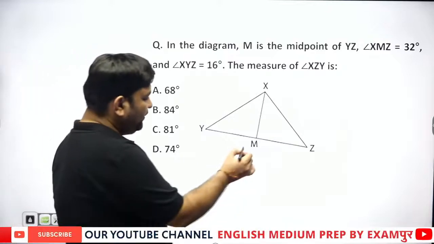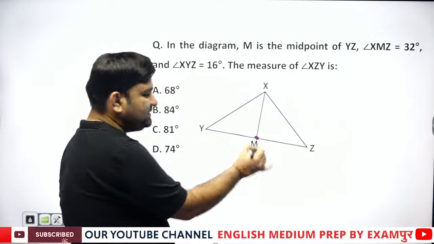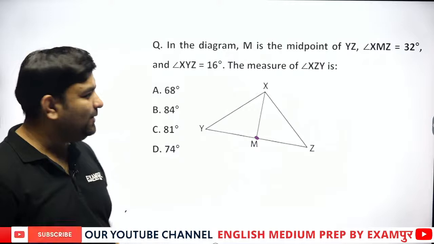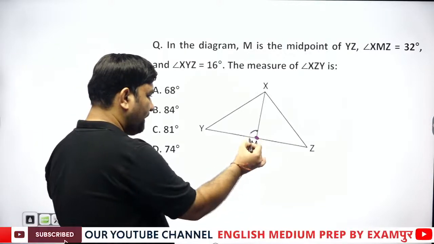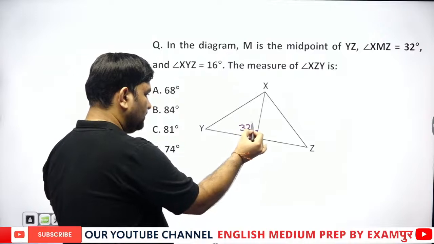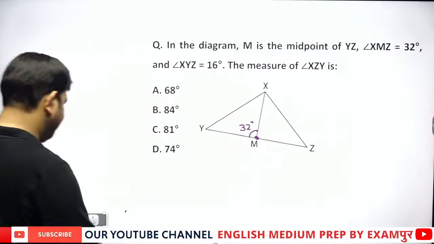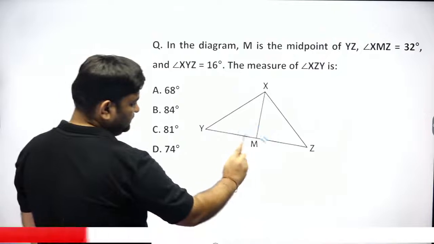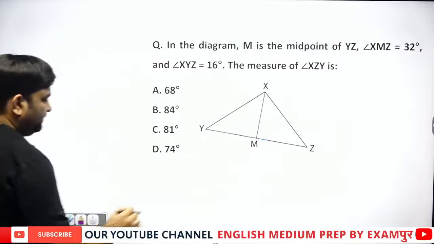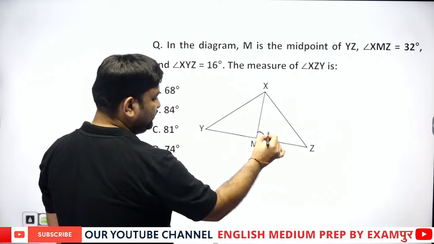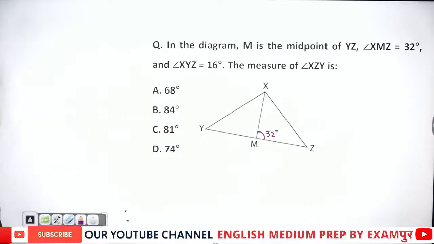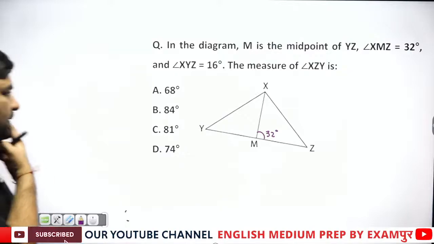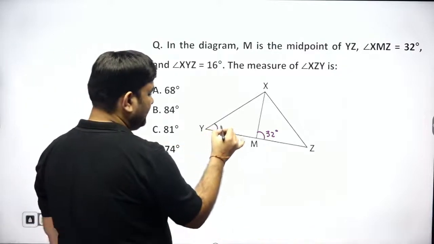M is the midpoint of YZ. If M is the midpoint, what a brilliant point. Angle XMZ is 32. Angle XYZ is 16.